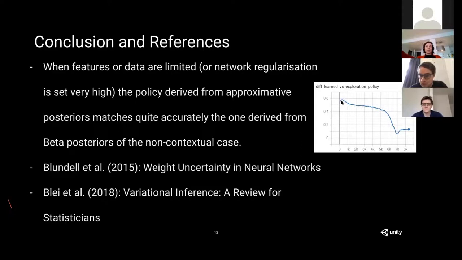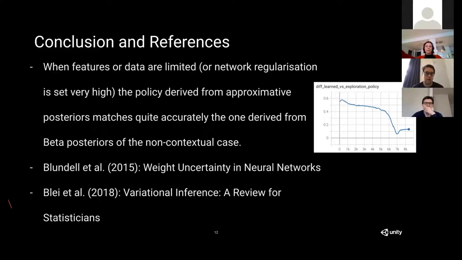So here I've included a small plot from our TensorBoard. Indeed, the difference between the learned policy, which is the policy from the variational network, versus the exploration policy, which is the non-contextual policy. So you see, with sufficient training, the total variation distance between the two policies shrinks to almost zero.